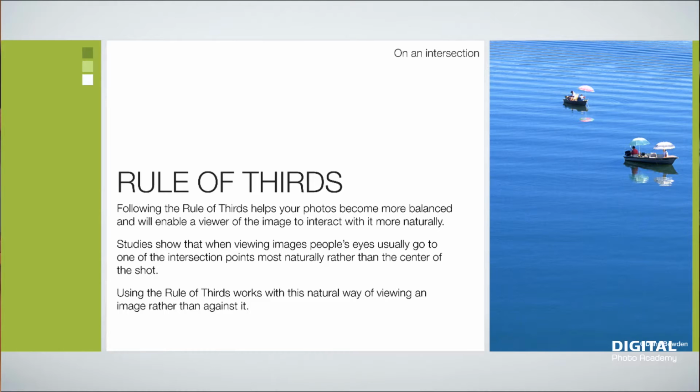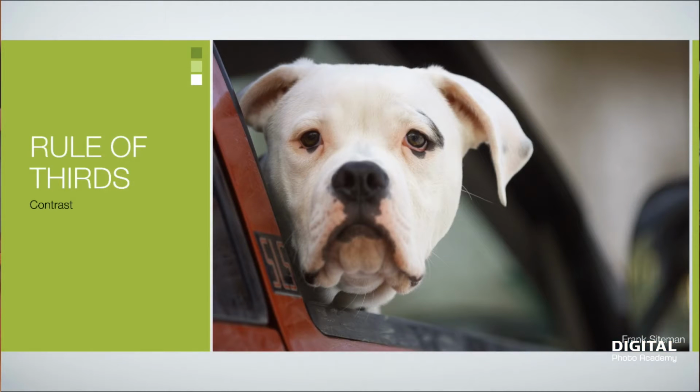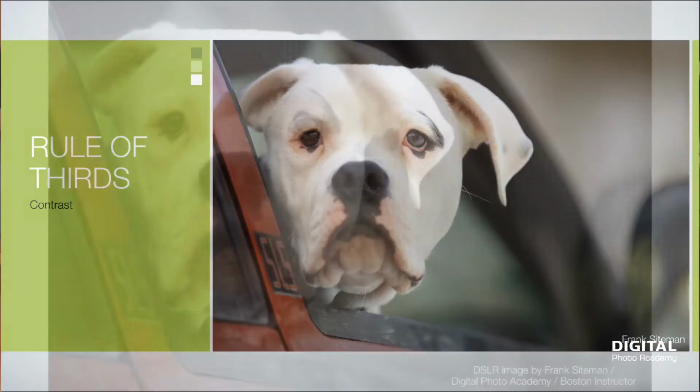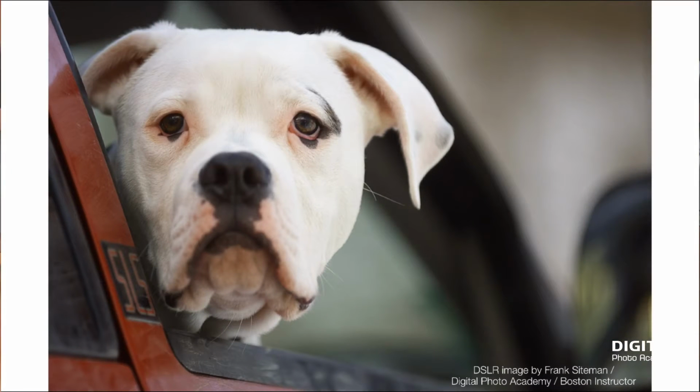So here's some more photographs to highlight that rule of thirds. In this case, the photograph by Frank Siteman, a Digital Photo Academy instructor in Boston. And here he's using contrast, and by that I mean the dog who's dominant on the left third separates out from the rest of the scene, which is out of focus in the background on the right two-thirds. And so the idea here with the rule of thirds is that your eye goes to the dog first, because that's the dominant third of the frame, and then it goes to the other part of the frame second. And that's what we do as photographers. We keep the eye of the viewers moving from one part of the image to the next.